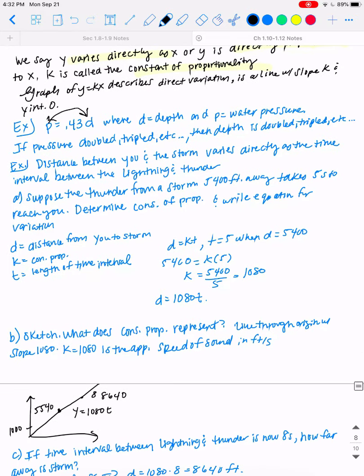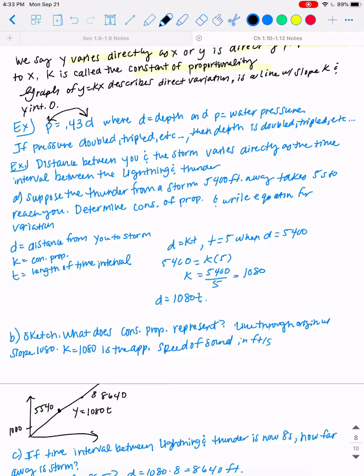So here's an example. The distance between you and the storm varies directly as the time interval between the lightning and the thunder. So suppose the thunder from a storm that is 5,400 feet away takes 5 seconds to reach you. Determine the constant of proportionality and write an equation for variation.